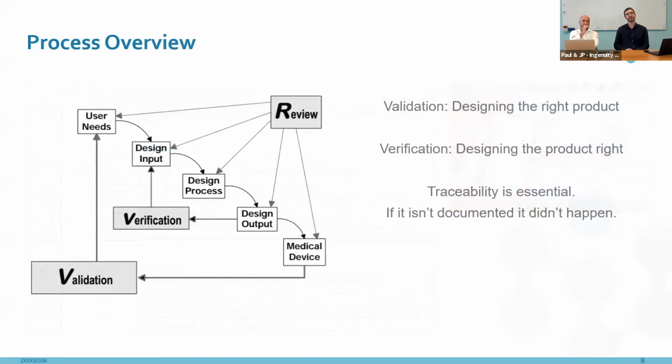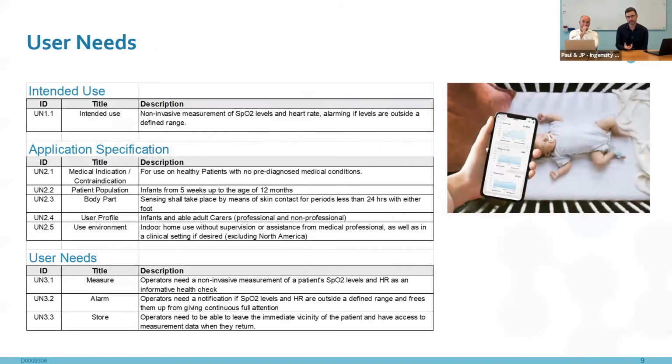So moving on then to the user needs. What does an actual user need when it's written down look like? Well, here's an example of an SpO2 meter for an infant. So it's heart rate and oxygen saturation. A good place to start is defining the statement of intended use. Also the application specification, which is a very generic term for where it's being used and who's going to use it, what parts of the body, the environment that it goes into. But the actual text of a user need should be, I believe, written from the point of view of the actual users themselves. So you want to say something like, the operators need to be able to leave the immediate vicinity of the patient and have access to the measurement data when they return, in the case of the baby and the carer.